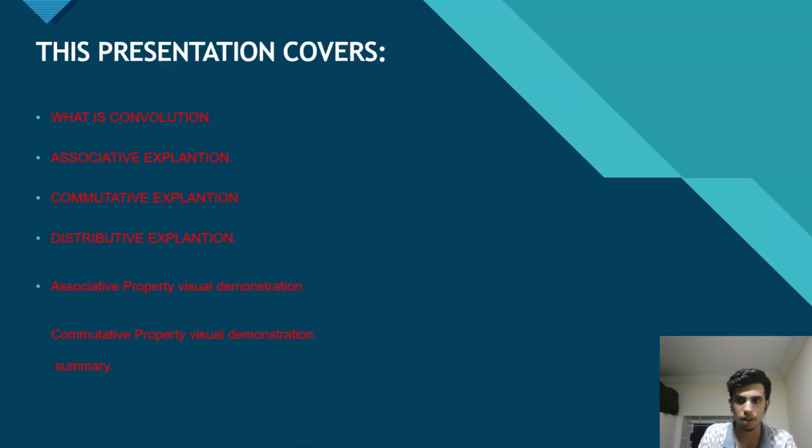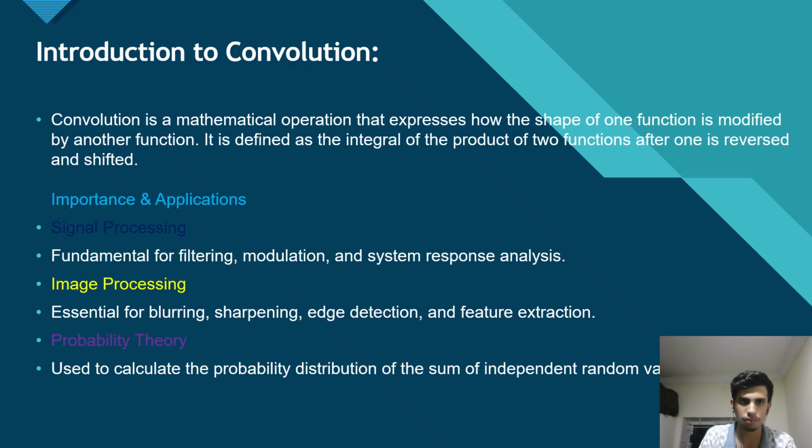The topics covered in this presentation are: what is convolution, associative explanation, commutative explanation, distributive explanation, associative property visual demonstration, commutative property visual demonstration, and summary. Introduction to convolution.